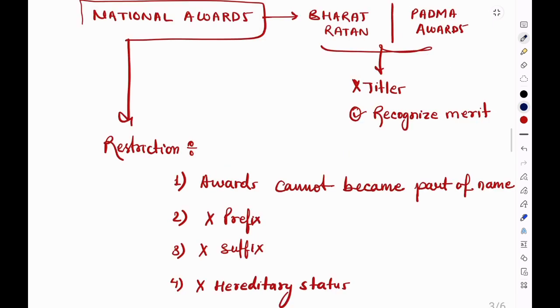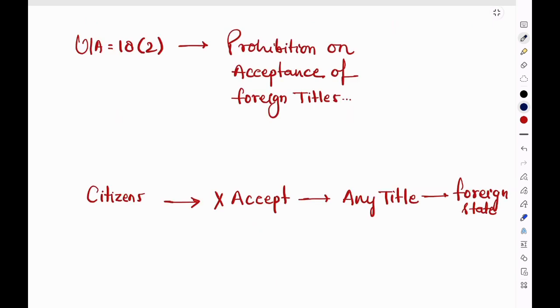Now we have covered Article 18 Clause 1. Now we will see what is there in Article 18 Clause 2. Basically it prohibits acceptance of any foreign titles. It says that no citizen of India shall accept any title from any foreign state. No citizen of India means it applies to every Indian citizen irrespective of status. And you cannot accept any titles from what? From a foreign state, like a foreign government, sovereign nations or any recognized foreign state.